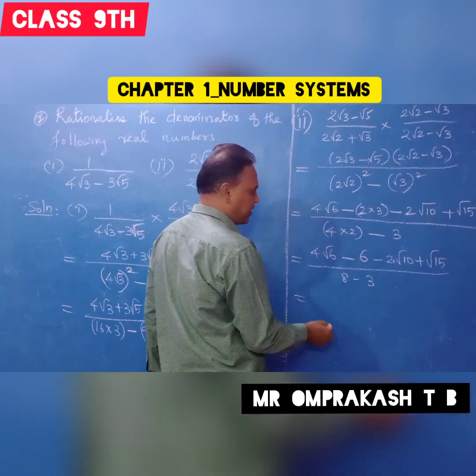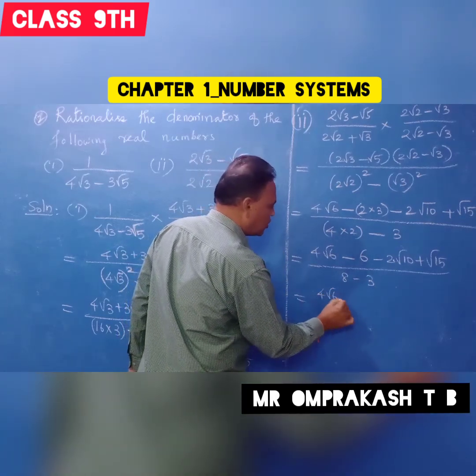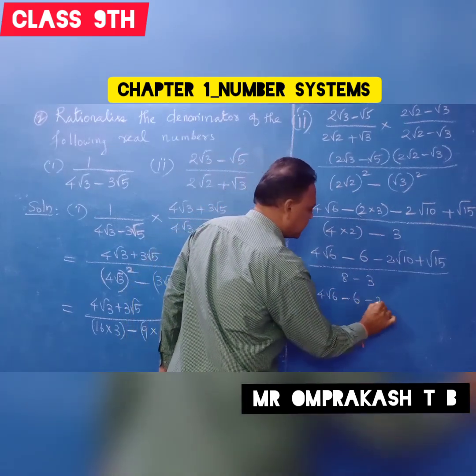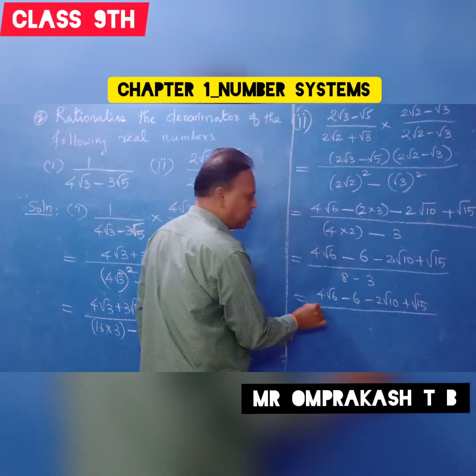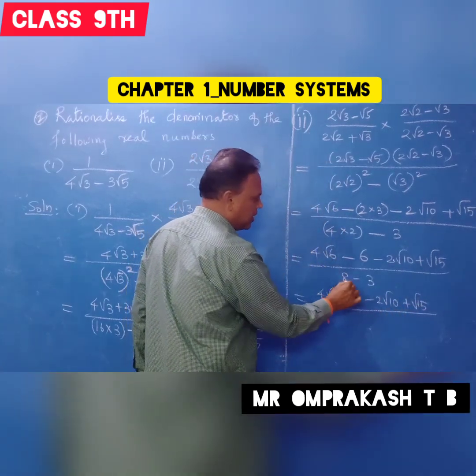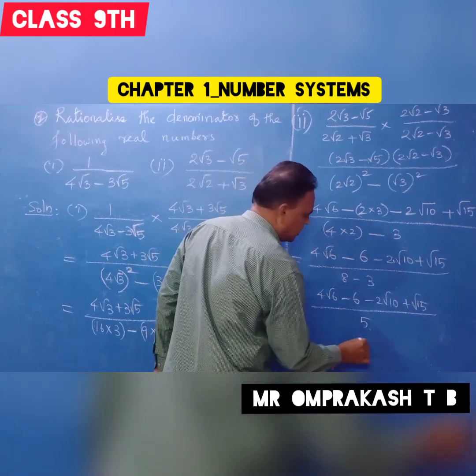Here only you can do 8 minus 3, which is 5. That's all. So 4 root 6 minus 6 minus root 2 root 10 plus root 15 — keep the numerator as it is. You cannot simplify it at all. Here 5 is the answer. That's all.